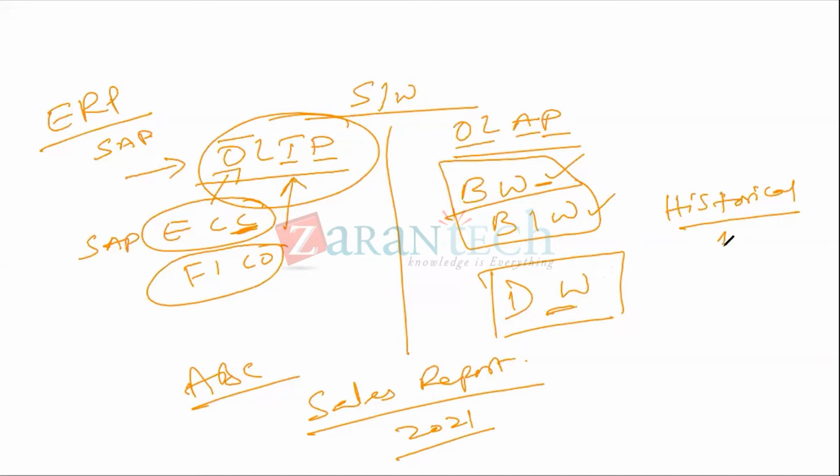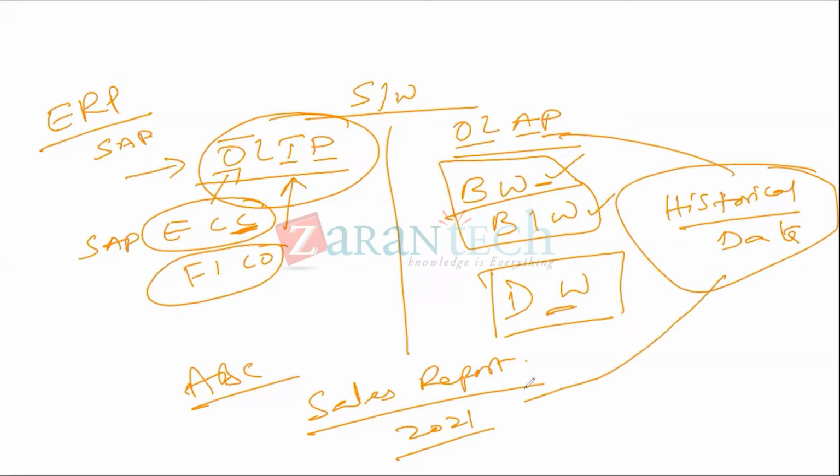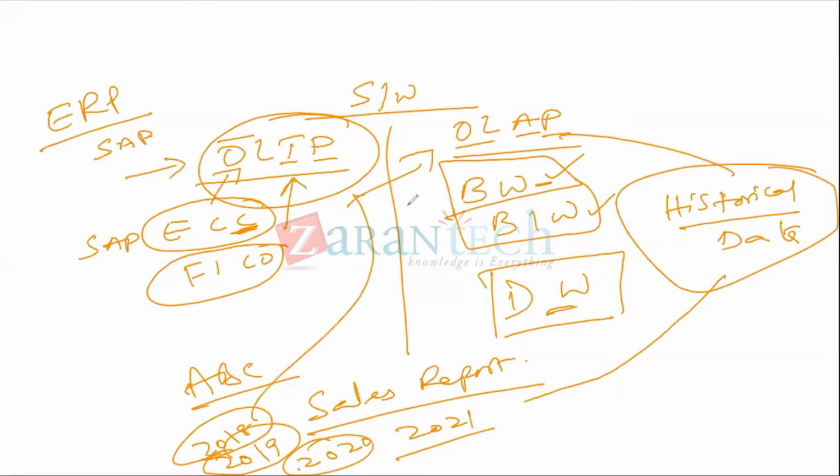Historical data can be pulled from the OLAP engine or OLAP server, for example 2020, 2019, 2018. If you want all this data, it should be pulled from the OLAP environment. Environment in the sense of an OLAP server, you can name it a server or a solution, whatever the term may be. So the OLAP system will store historical data for analytical, predictive purposes.